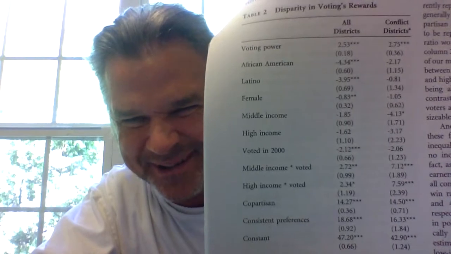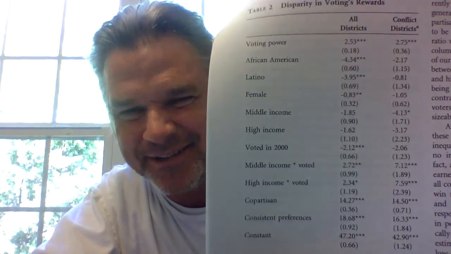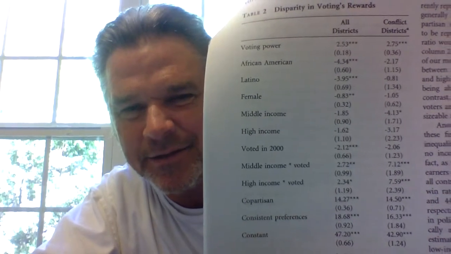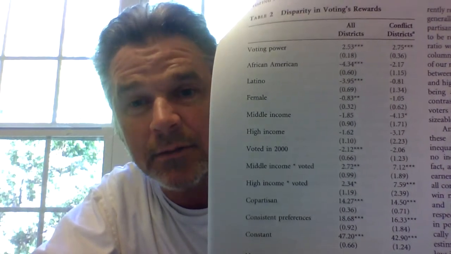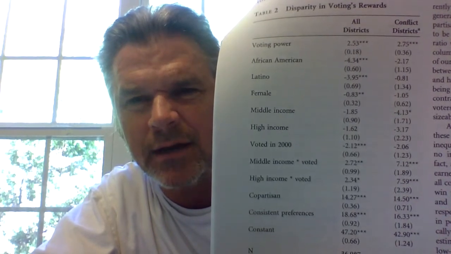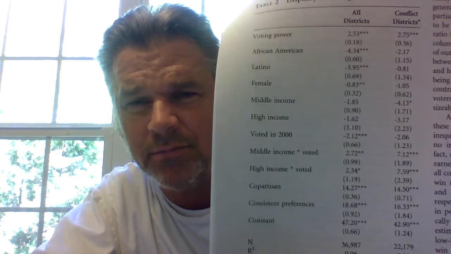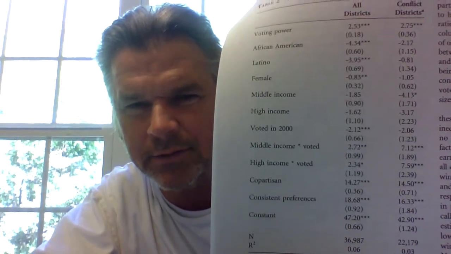You were going too far down, going down the interaction terms. Don't do that. So, middle income and high income compared to low income groups, no effect on policy representation. Voted in 2000, that lowers policy representation. That's weird. I'd have to read that more closely, figure out why that is.